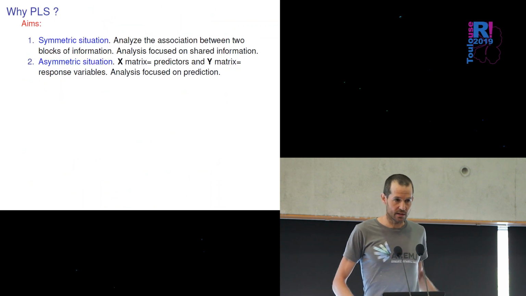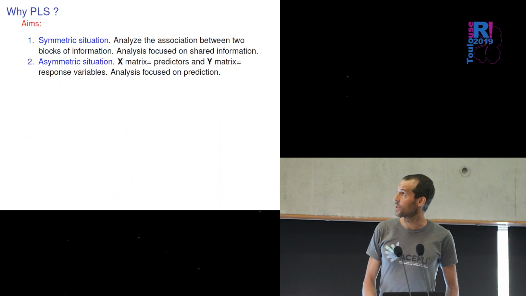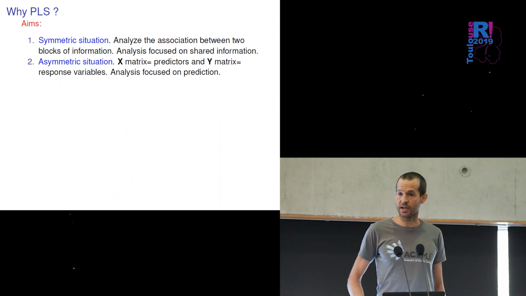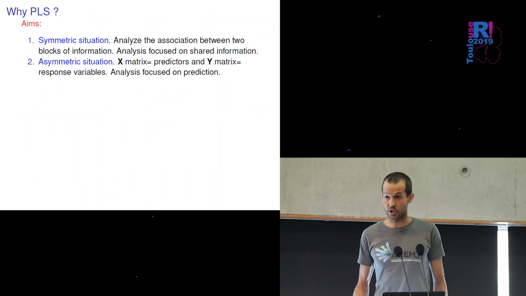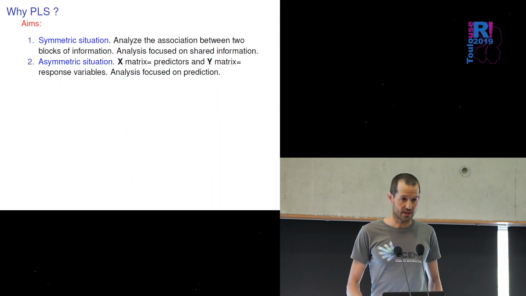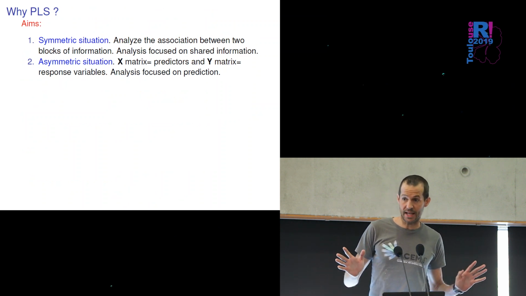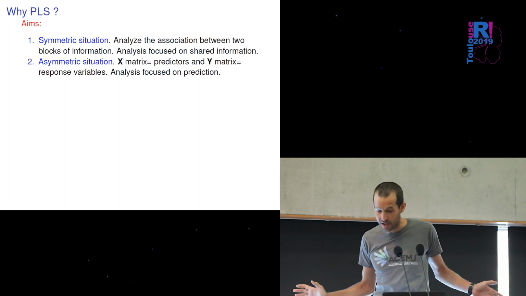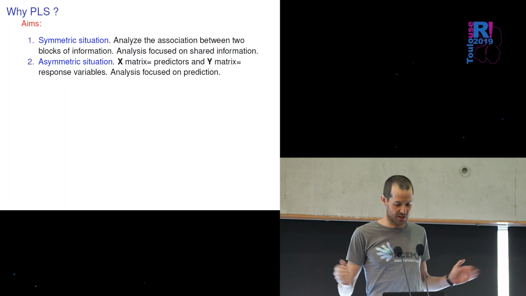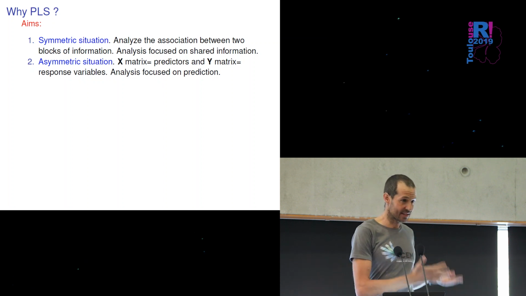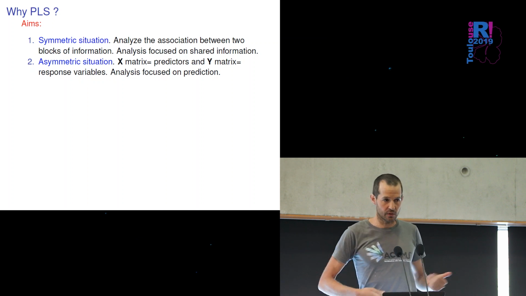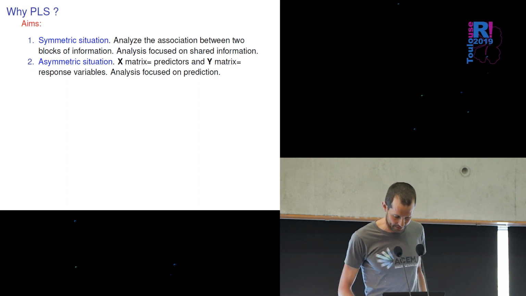Okay, so why is the PLS? Because you can use the PLS in two ways: in the symmetric situation and the asymmetric situation. In the symmetric situation, you want to analyze the association between the two blocks of data. You don't care about what is Y and what is X. You can put X there, Y there, on the back, on the front, everywhere. And in the asymmetric situation, X is a predictor and Y is your response variable. So there are two ways you can use the PLS.